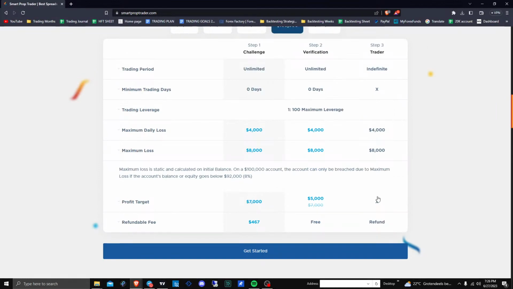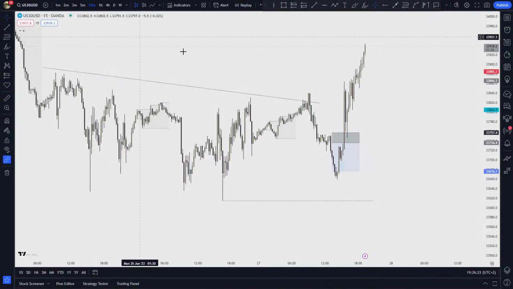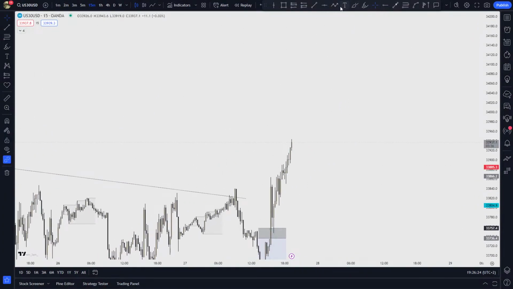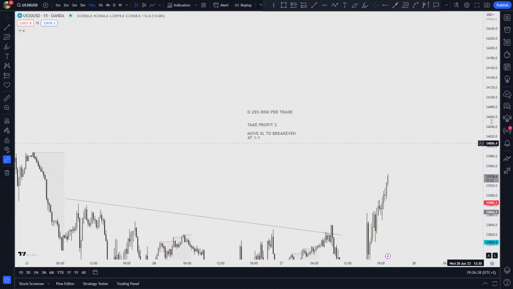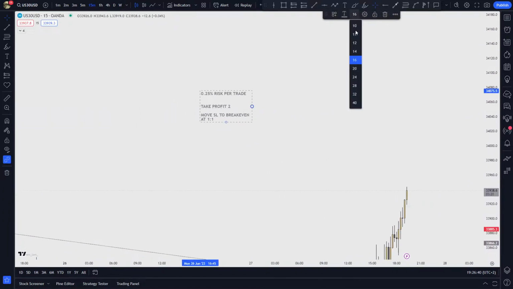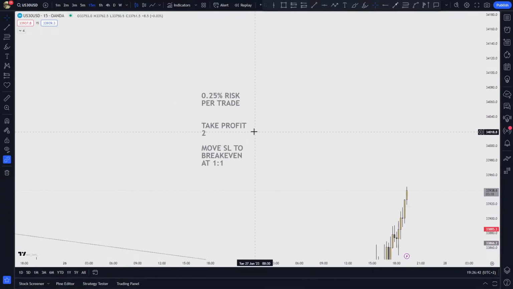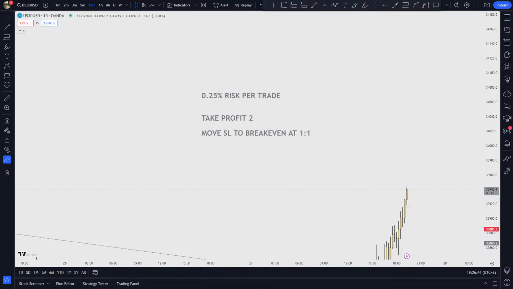Yeah. So in this case, I would say maybe risk 0.25% on all trades, and aim for take profit 2. Take profit 2, move stop loss to break even at 1 to 1. This is how I would do it if I were you, Maverick. Especially because it's such a small maximum loss. I'm gonna risk 0.3% going forwards.